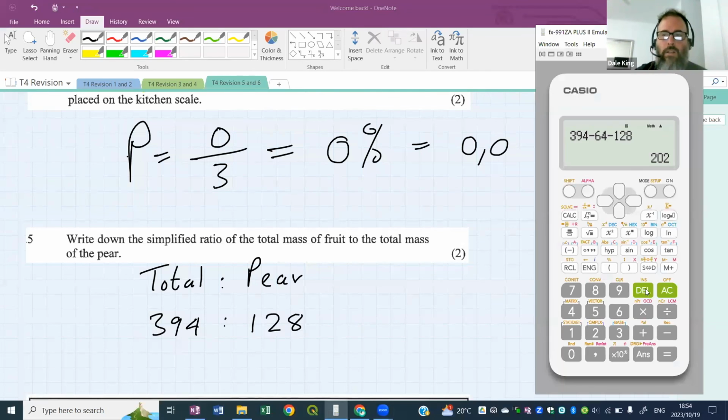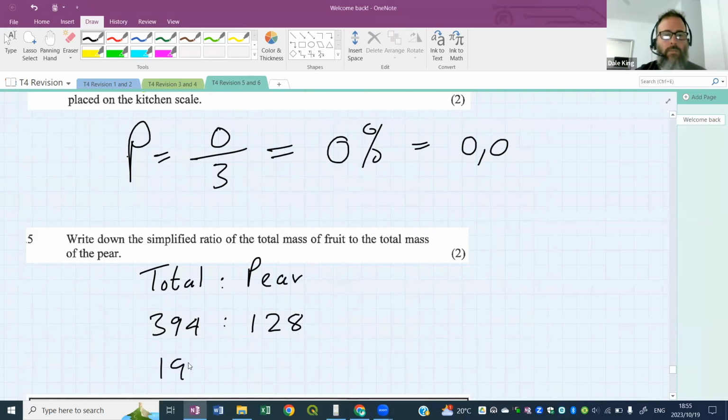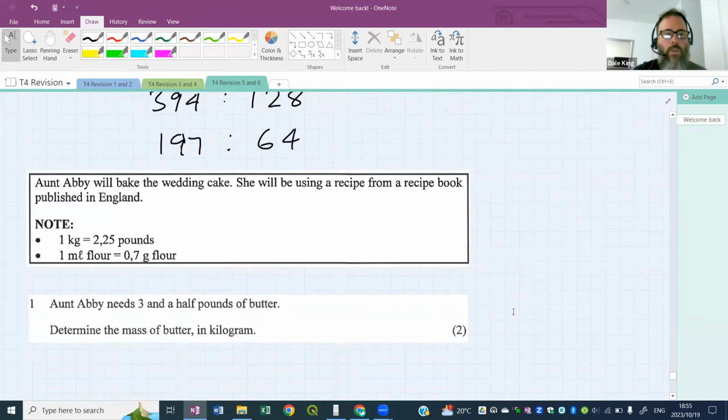Now, we know how to simplify ratios. You don't have to start dividing by all kinds of funny numbers. You turn it into a fraction, so 394 over 128, and you let this calculator that you paid money for do the work for you. You press equals, and there it's done it for you. So we just write exactly what the calculator tells us, 197 to 64. So turn it into a fraction, press equals on your calculator, and let the calculator do the work for you. Nice and easy. We'll take those 2 marks. Thank you very much.